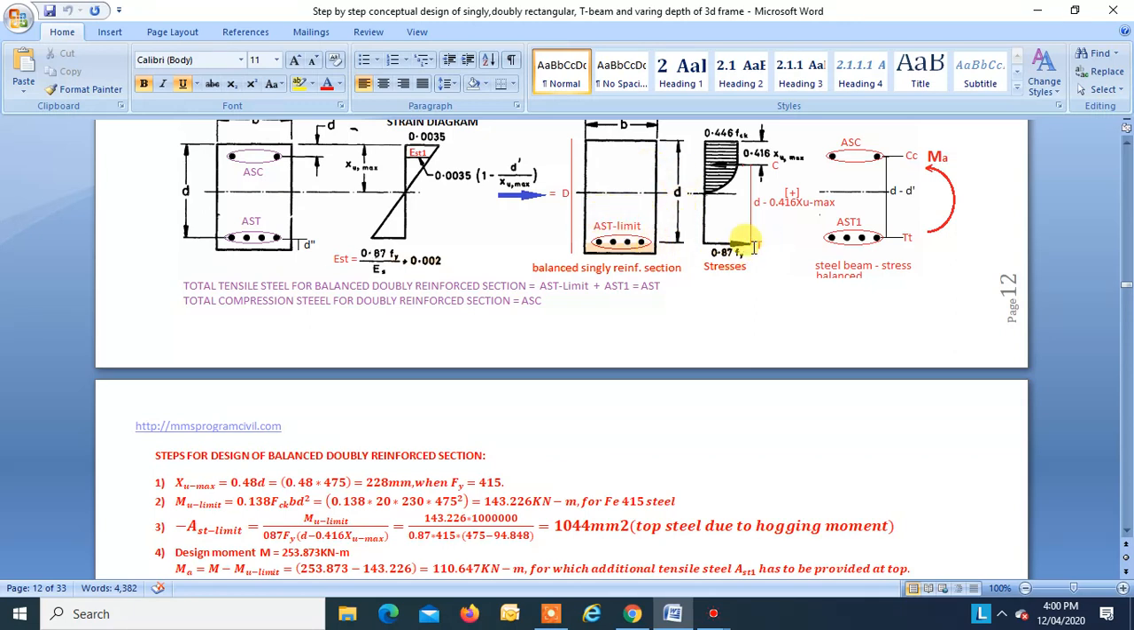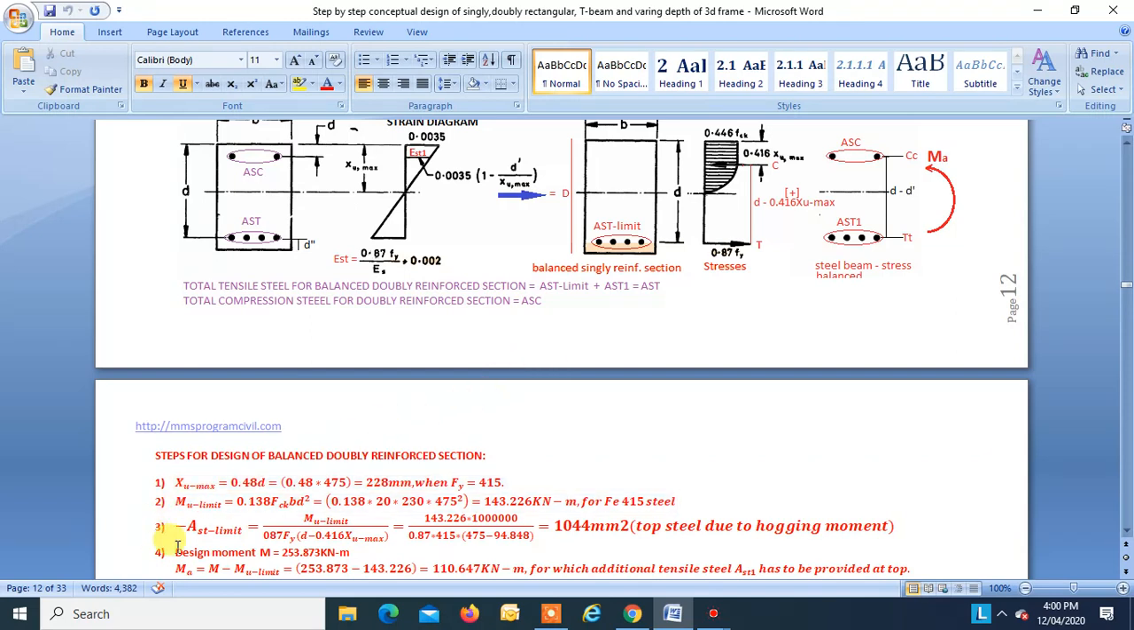Now once we know the Mu limit, it's very easy to find Ast limit. We know C, this is C, this is T. T is equal to 0.87 fy into Ast limit. We know Mu limit, so T into lever arm is equal to Mu limit. So Ast limit is equal to Mu limit divided by 0.87 fy into lever arm, right? This is the lever arm, right? So we know Xu max. Put the value of Xu max over here, and we get Ast limit is 1044, right?